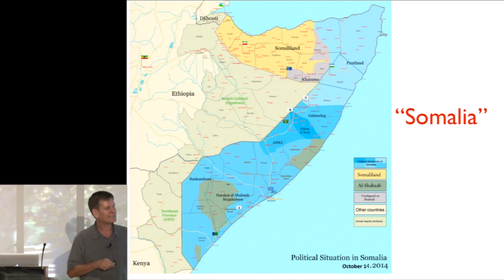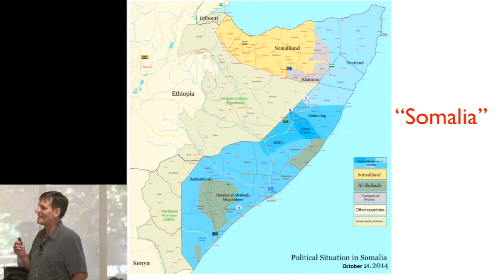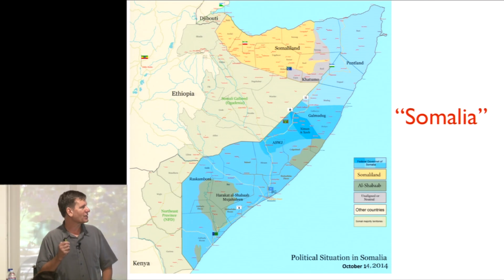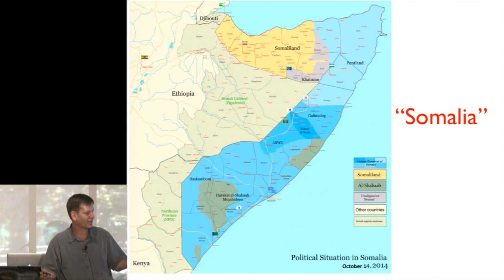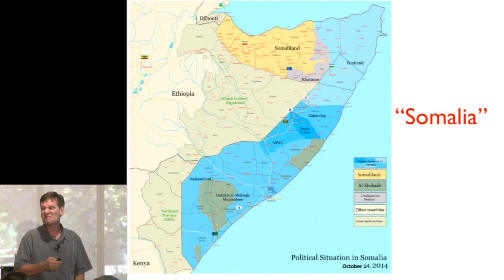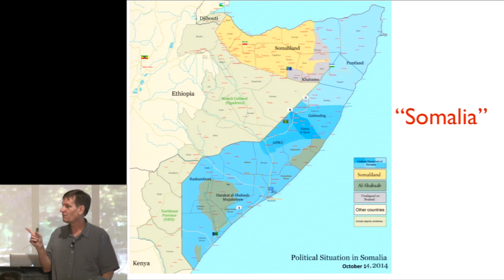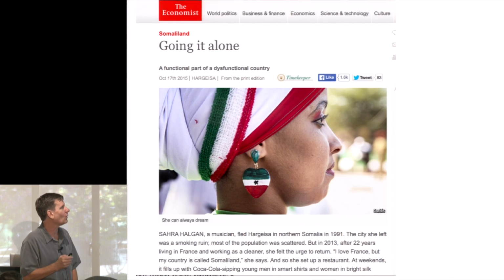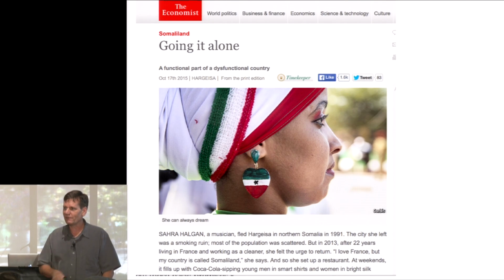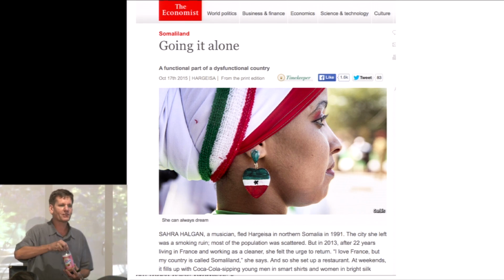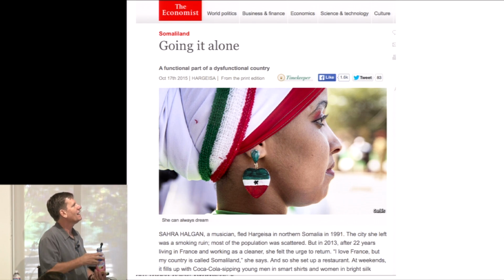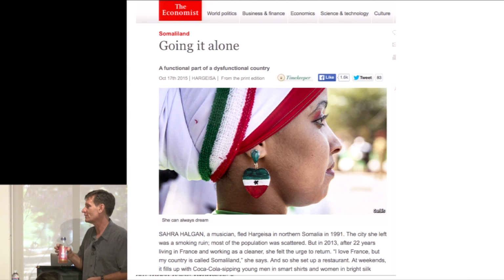And then you have this fascinating place called Somaliland. That was at one time the British colony. The rest of it was once an Italian colony. After the British and Italians left, they joined together, but not really. It's funny how that colonial impact had a major continuing role. I don't know if anyone reads The Economist, but in this week's Economist, there's a little article on the other Somalia, Somaliland, a functional part of a dysfunctional country.